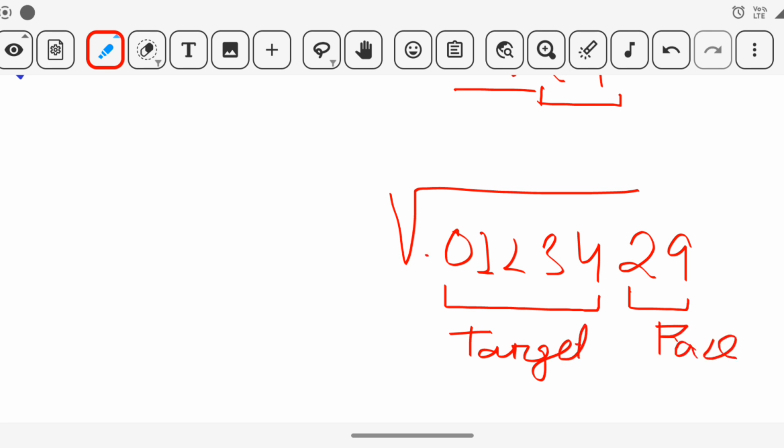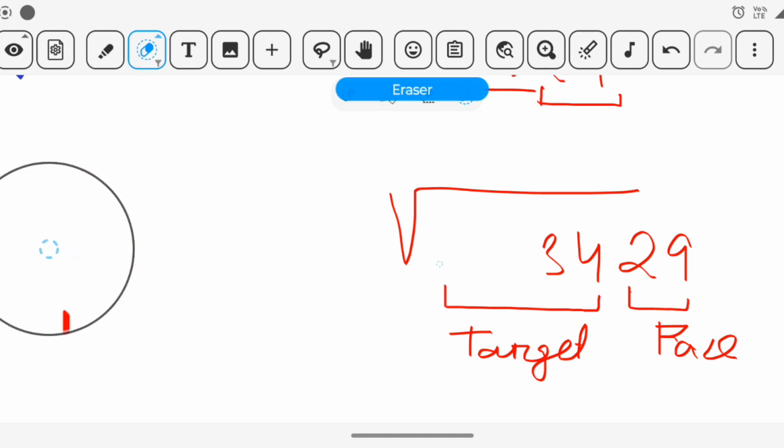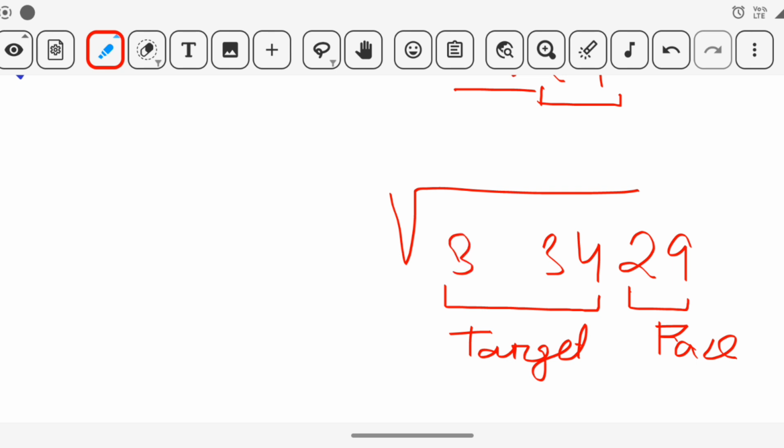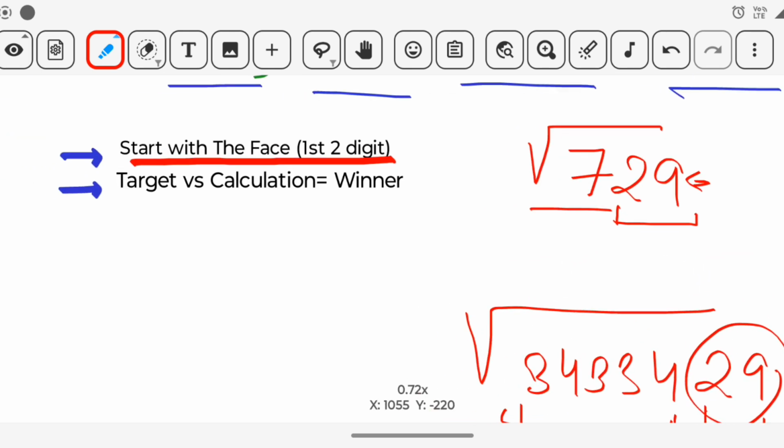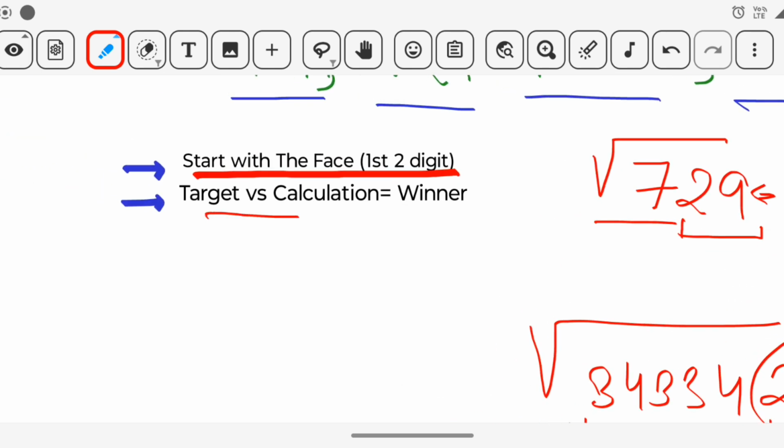It doesn't matter whether there are 10 more digits here, or 12 more digits here. Suppose this is 434; the first two digits will automatically be called the face and the remaining will be called the target. And the next rule is: target versus calculation, the smaller is the winner. So just remember these two rules and I'll make you calculate within 3 seconds.